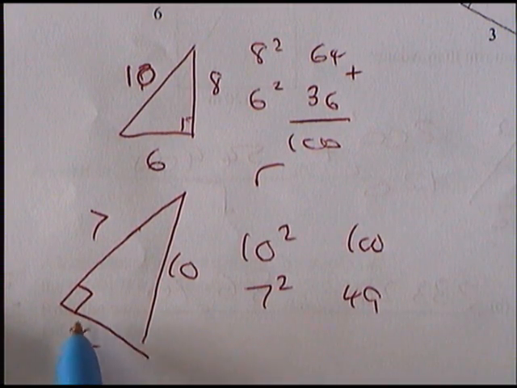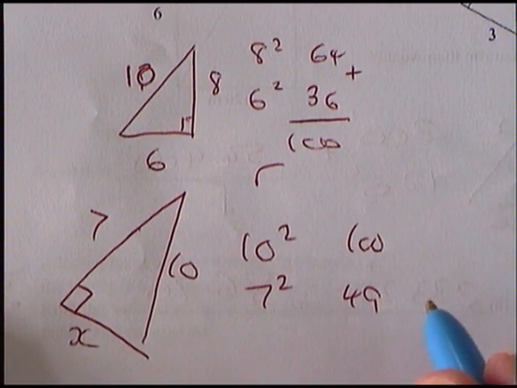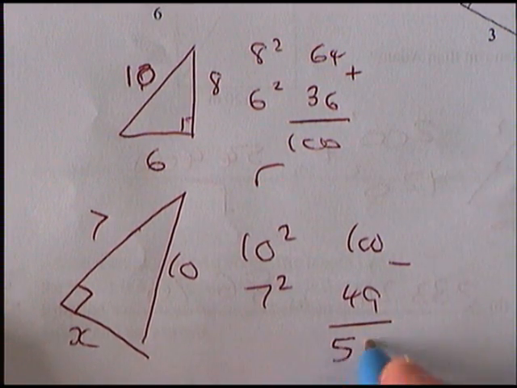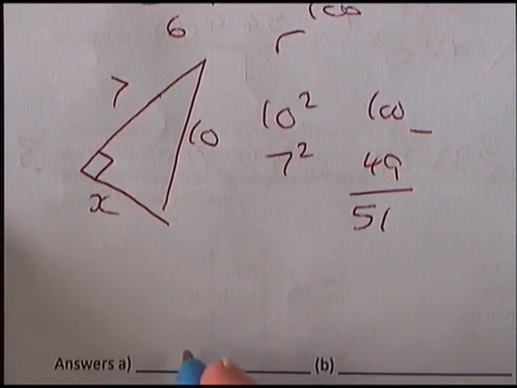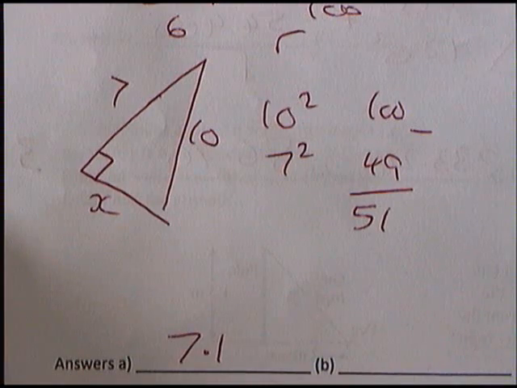Joe, am I finding a long side or a short side in this question? Good, short side, so I take away. Take away, I get 51. I then need a square root to get my final answer. Final answer to that one is 7.1.